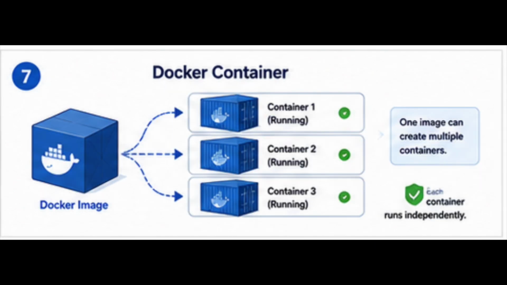A Docker container is a running instance of an image. One image can create multiple containers. For example, suppose we have one Spring Boot image. We can start container A, B, and C, all from the same image. Each container runs independently. If one container crashes, the others continue running.